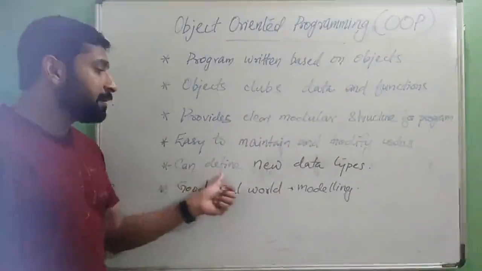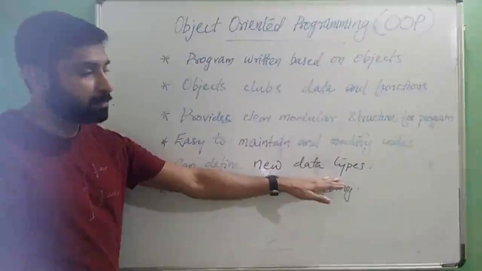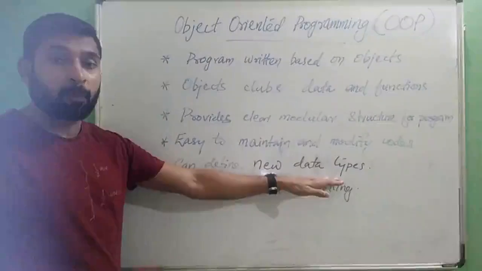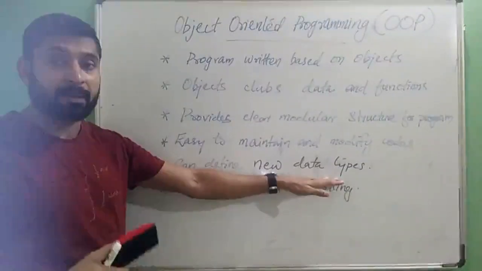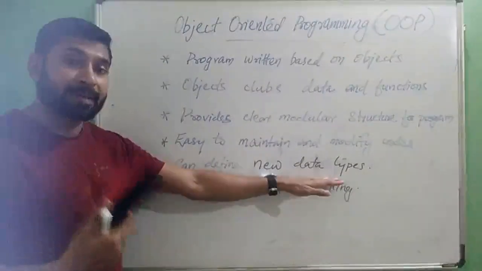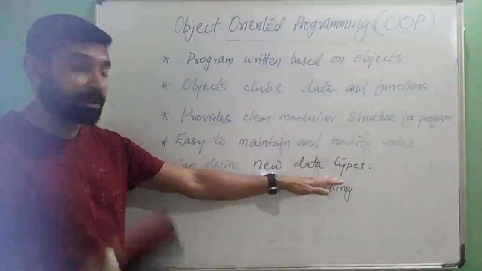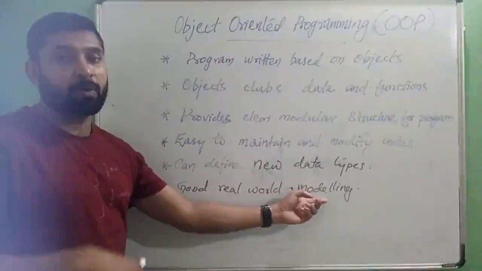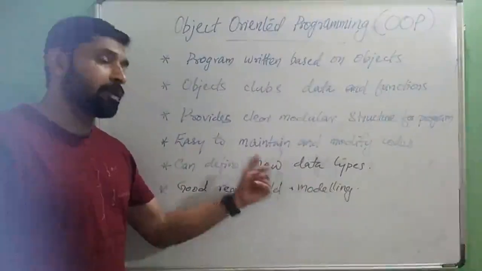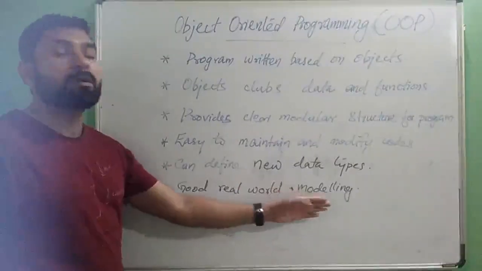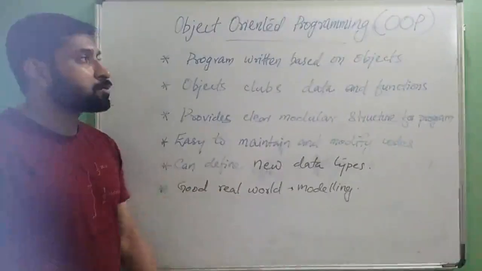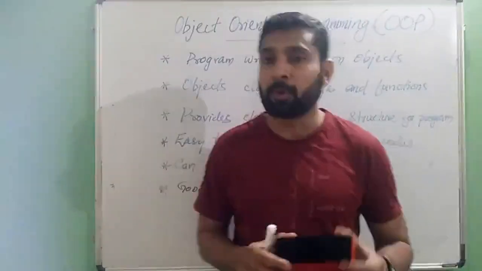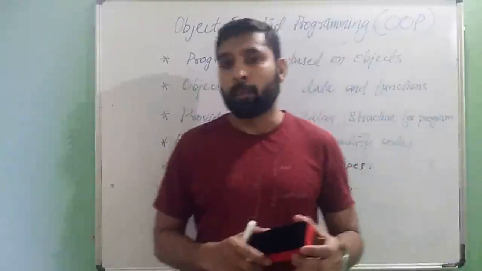Then, we can define new data types. We can easily create our own data types, or the programmer can create his own data type as per his requirements. And there is good real world modeling. In the case of POP, it was poor real world modeling. Here, good real world modeling is possible. So these are the differences between POP and OOP.